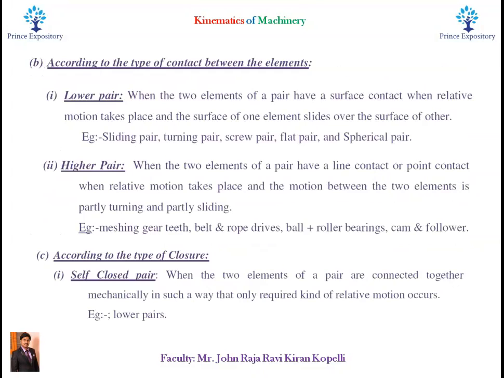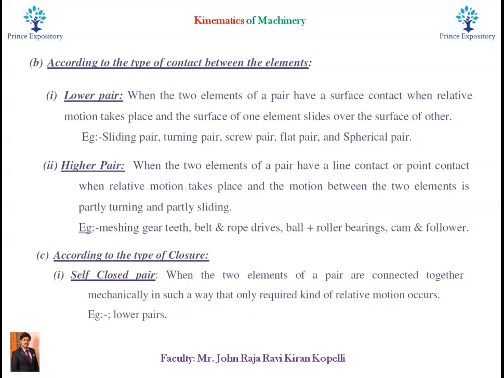According to the type of contact between the elements, there are two: lower pairs and higher pairs. Lower pair. When the two elements of a pair have a surface contact, when relative motion takes place and the surface of one element slides over the surface of the other. Examples: sliding pair, turning pair, screw pair, flat pair, and spherical pair.